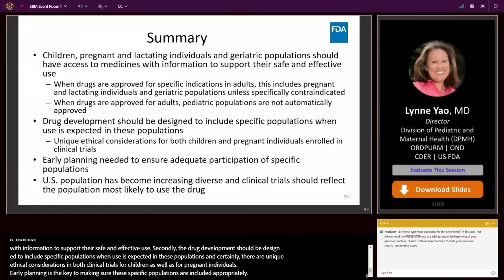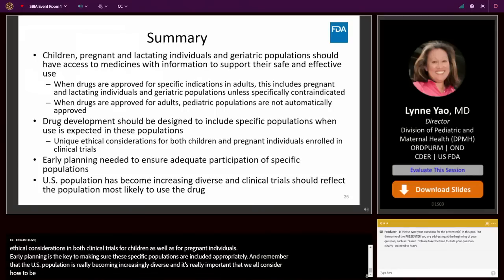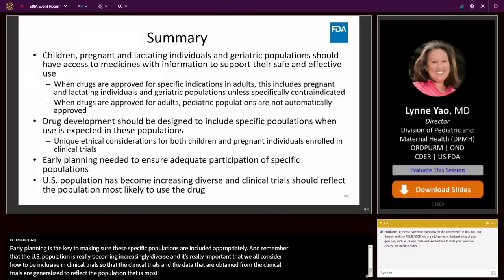And remember that the U.S. population is really becoming increasingly diverse. And it's really important that we all consider how to be inclusive in clinical trials so that the clinical trials and the data that are obtained from those clinical trials can be generalized to reflect the population that is most likely to use the drug.